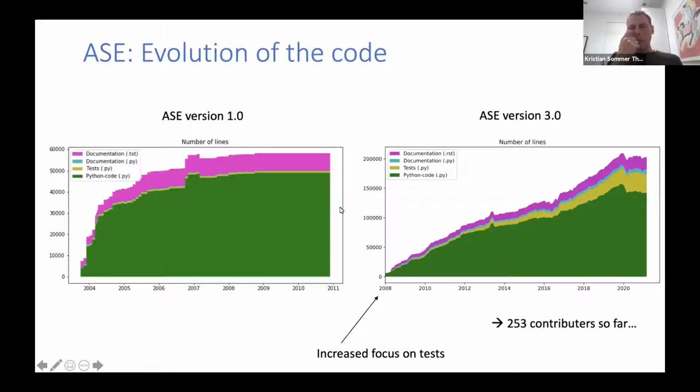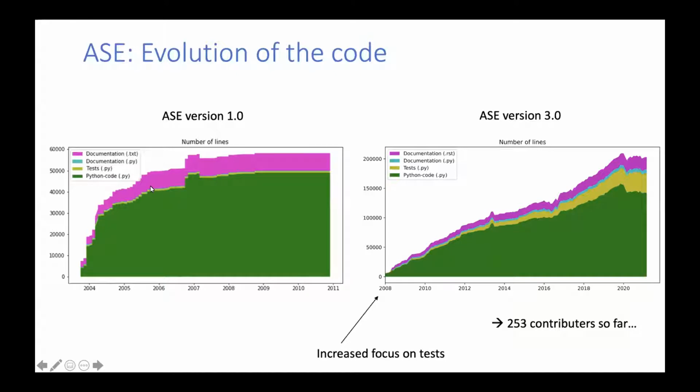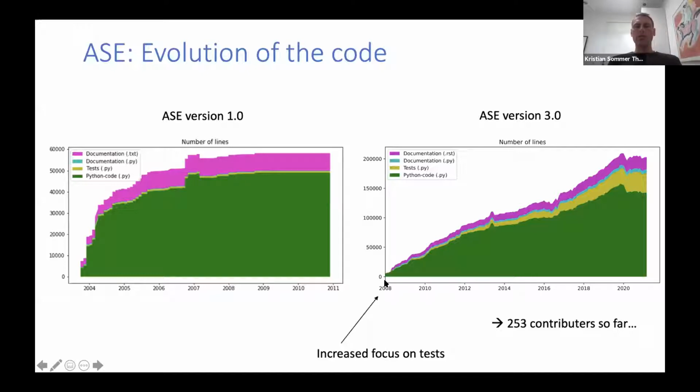So a little historical notes on the ASE. As mentioned, it started back in 2002. And here is the evolution of the first version of ASE in terms of number of lines of code. So you can see there's a substantial amount of documentation that was written back then. But then at some point, I can't remember when, there was a second version, and this version was abandoned. And then in 2008, a third version of ASE was started, essentially from scratch, as you can see, and that is actually the current version of ASE. This is still version 3 point something.